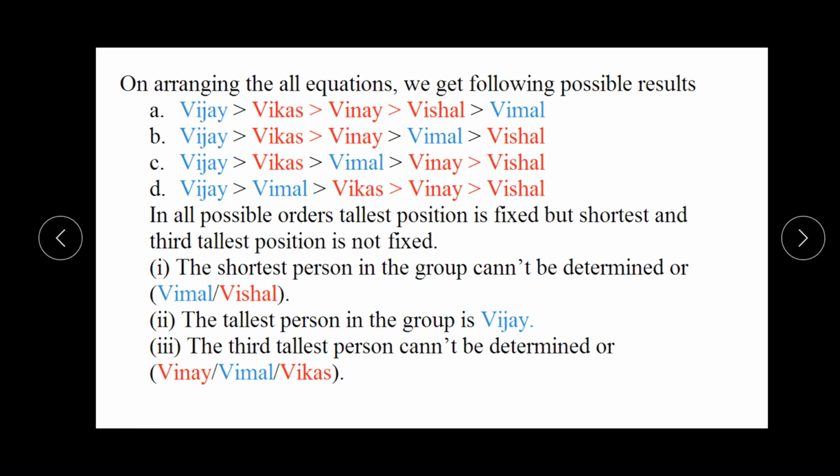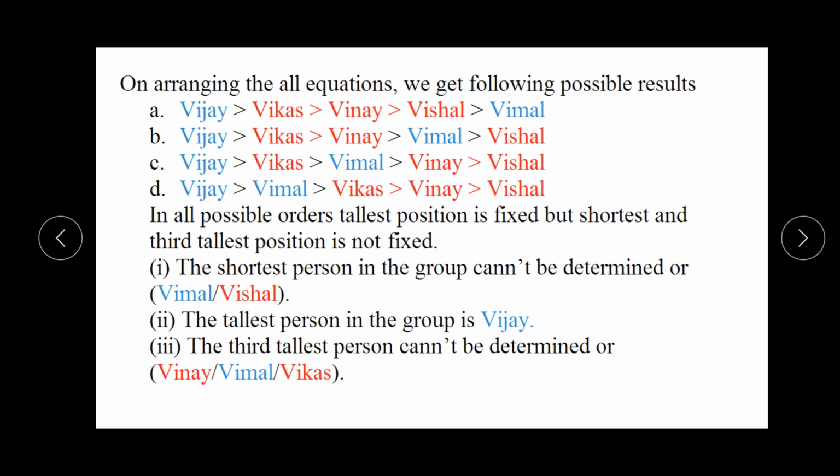Vijay is the tallest person. In all the possible equations, Vijay is on top. On the lowest, shortest position, there are two names, Vimal or Vishal. It means who is the shortest person? Vimal or Vishal. And for the third tallest person, we see Vinay, Vimal, and Vikas. There are three names. It means one of them can be the third tallest person. It means we will choose the option according to the responses.